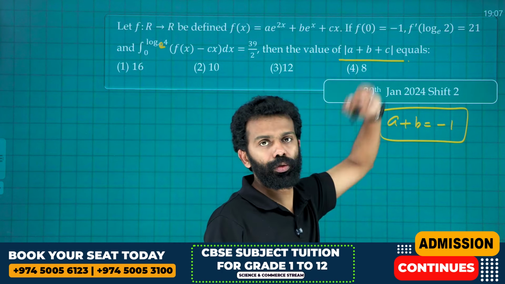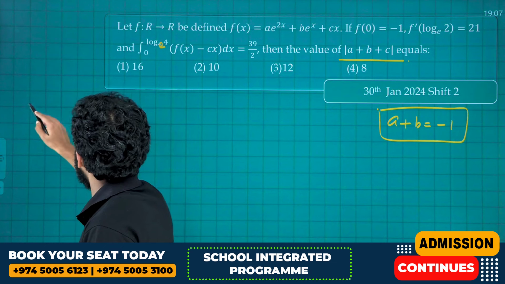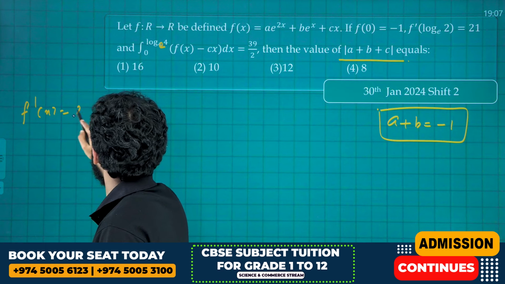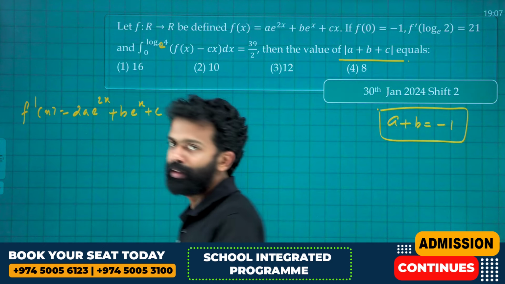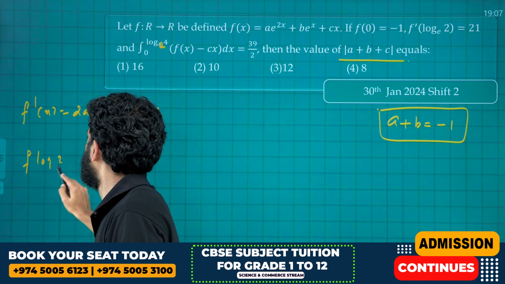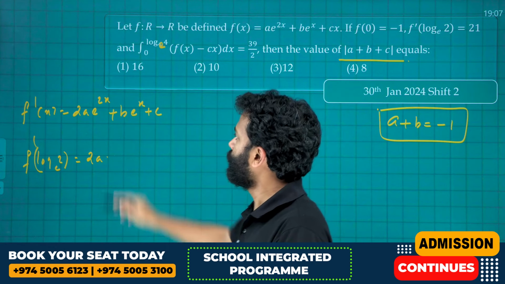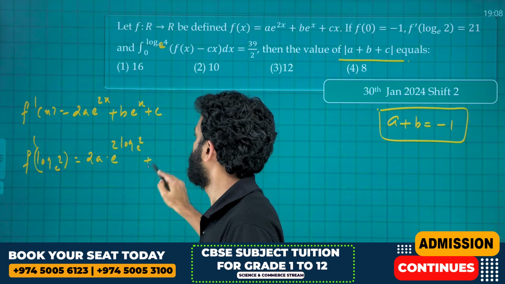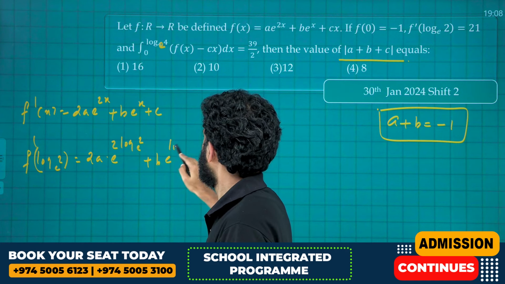Then differentiate and substitute log 2. If you differentiate, you will get f dash of x is equal to 2a e raised to 2x plus b e raised to x plus c. Then substitute log 2 for x and you will get f dash of log 2, to the base e, is equal to 2a e raised to 2 log 2 to the base e, plus b into e raised to log 2 to the base e, plus c.